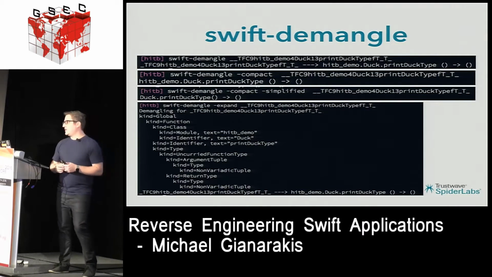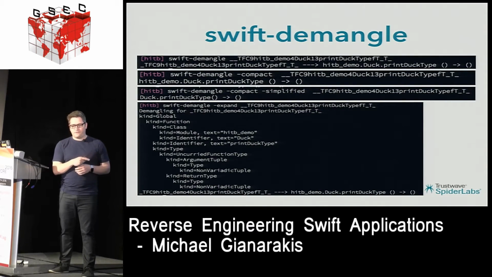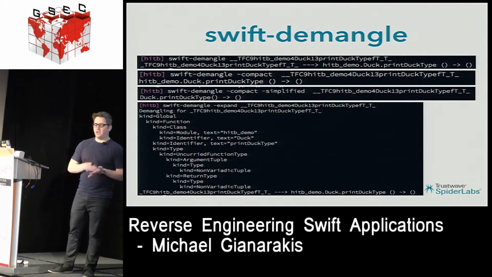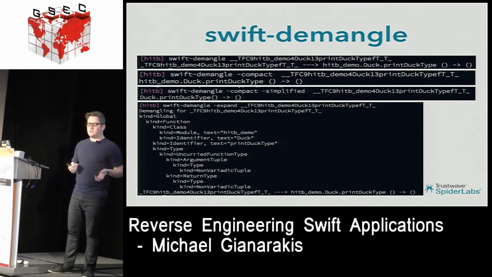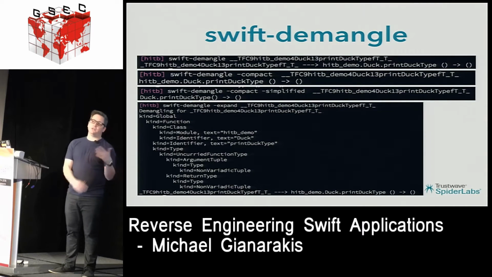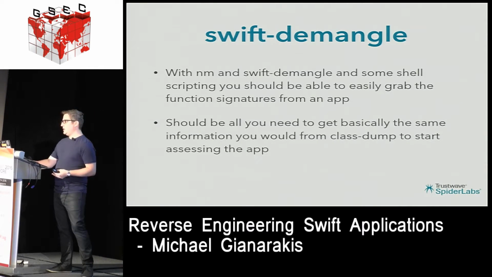There's a few other options that are interesting. So compact takes away that stuff at the front where it has the sort of the mangled name with the arrow. And then simplified as well takes away the module name, so you're just left with the class and the method name, and then any parameters and your return type if there's anything. But you can also use the expand option, and it'll give you a whole bunch of information expanded out. So this is useful, right?